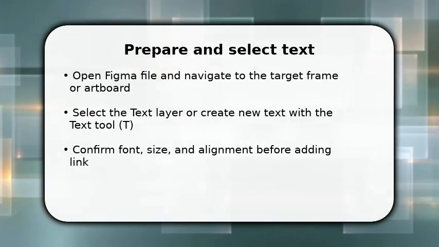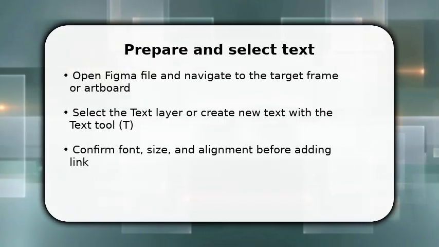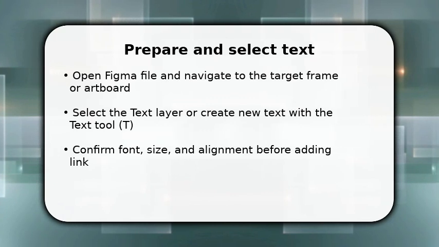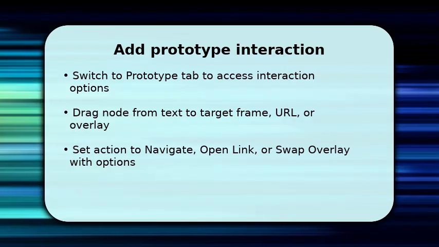After that, move to prototype mode to attach an interactive link. This prevents accidental edits while wiring interactions. In prototype mode, drag the circular node from the selected text to the destination frame or paste an external URL in the interaction panel. Choose the appropriate action.